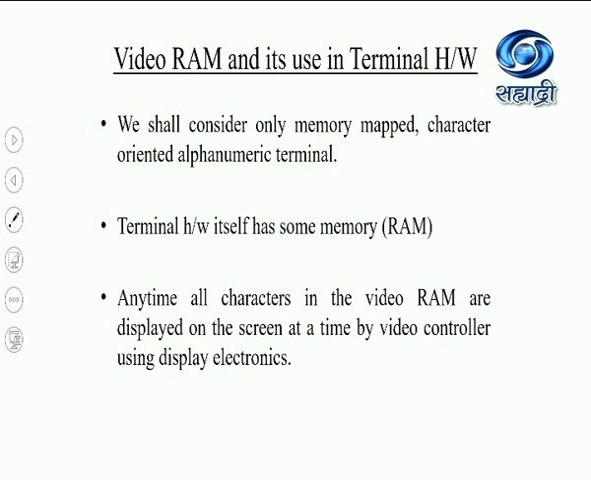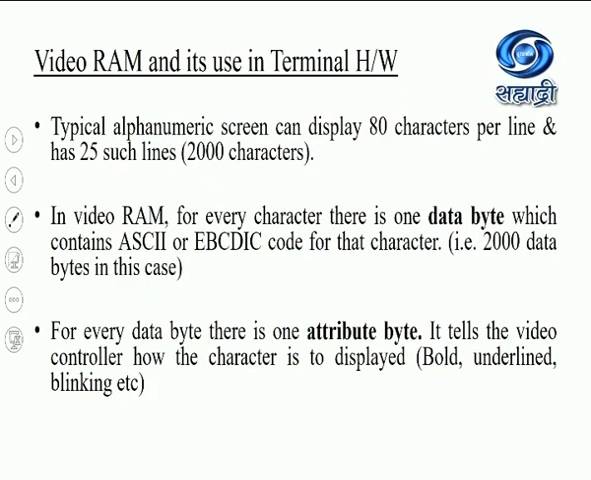Now remember that terminal hardware itself has some memory, that is RAM. Every terminal hardware has some memory, means keyboard has its own small memory or monitor has its own memory, that is video RAM. So terminal hardware itself always has some memory. At any time, all the characters in the video RAM are displayed on the screen at a time by the video controller using display electronics. A typical alphanumeric screen can display 80 characters per line and 25 such lines are there. So in all 80 into 25, that is 2000 characters can be displayed on an alphanumeric screen.